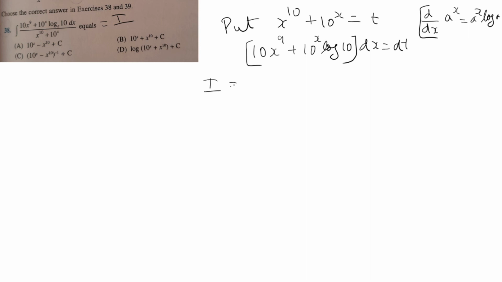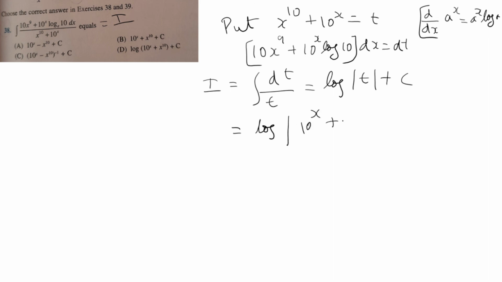So our I becomes the integral of dt by t, that is equal to log mod t plus c. So this is equal to log mod t, where we have taken t as x raised to 10 plus 10 raised to x, or we can also write it as 10 raised to x plus x raised to 10, plus c. So the correct option corresponding to this is D. So the correct answer is D. Next, let us move on.